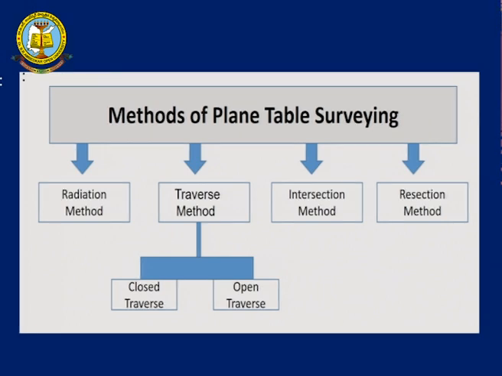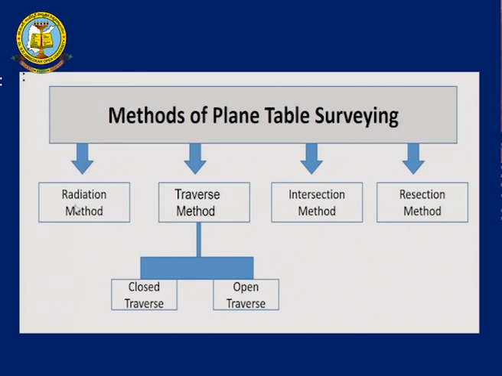Now you can see here, generally plane table surveying can be done by different methods. Depending upon the criteria, we will have different methods. One is the radiation method, another is the traverse method, then the intersection method, and the resection method. Now, see the slide. In this slide I have given the four types of methods for plane table surveying.